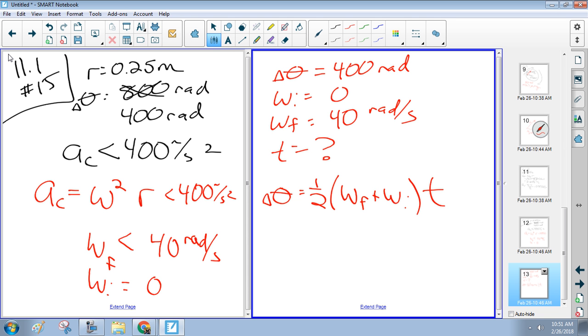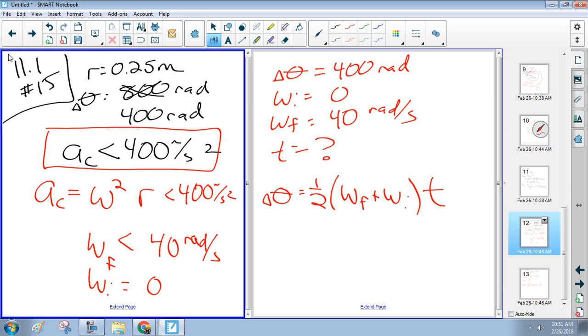How do you know that it can exceed 40, the angular velocity? Well, are you good with this being our maximum centripetal acceleration? The problem says the magnitude of the centripetal acceleration of any point on the disk can't exceed that. Alright. Cool? So then we know centripetal acceleration is omega squared r. Follow?